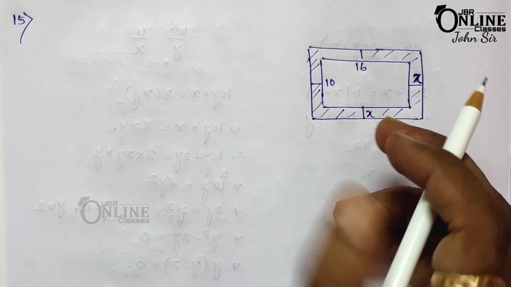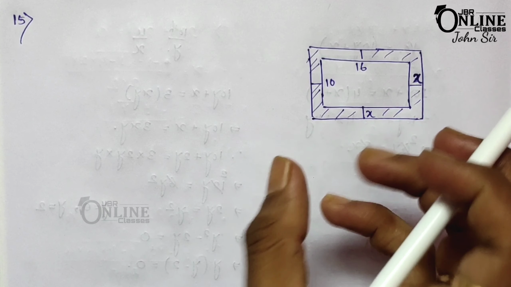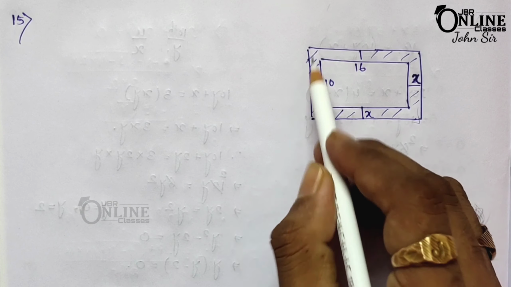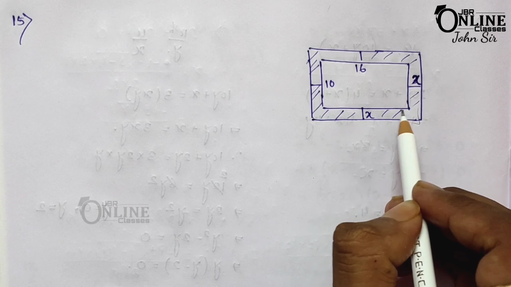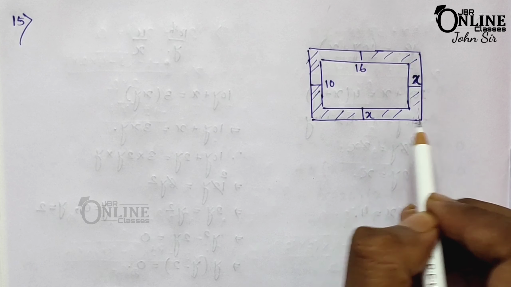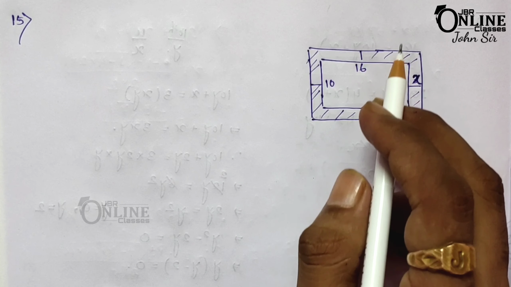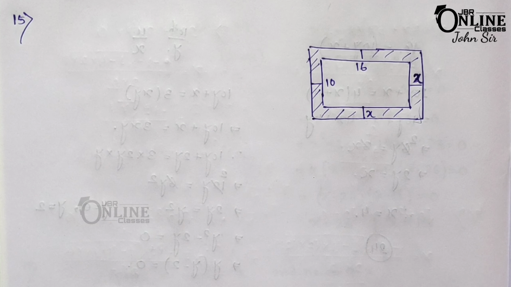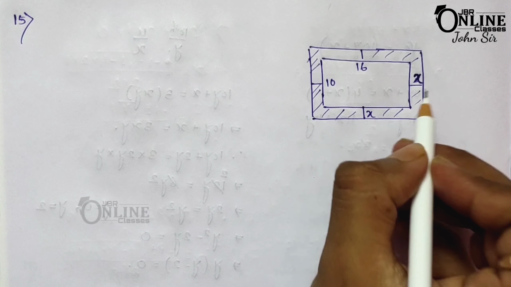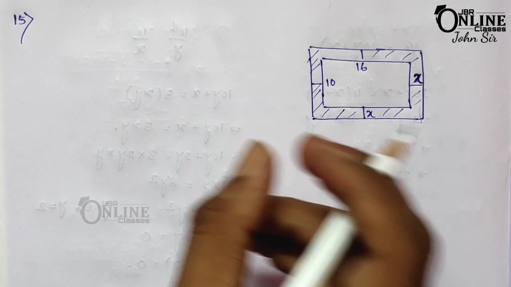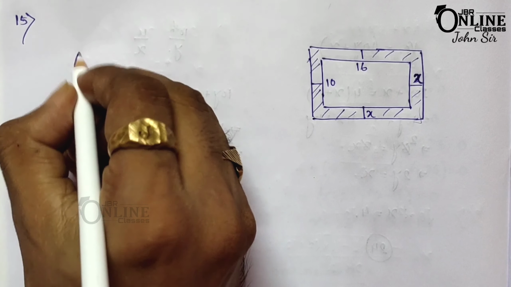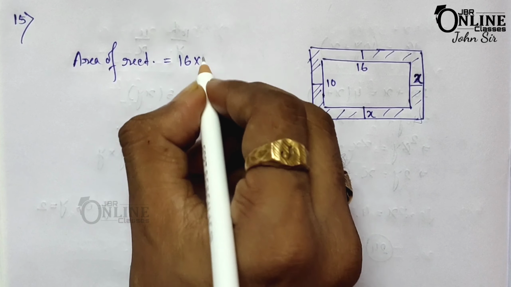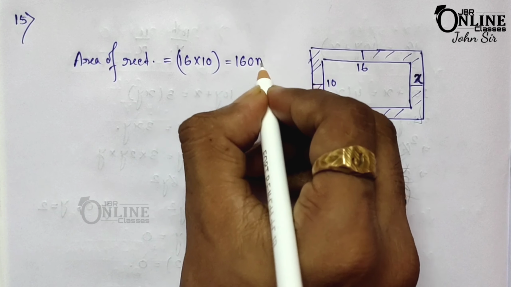So to find out the area of the walk, you have to apply the formula: you have to subtract the area of the rectangle from the whole area. That means the whole area minus the area of the rectangle gives the area of the walk. So first, write down: let the width of the walk equal x meter. Now the area of the rectangle equals 16 into 10, so 160 meter square.